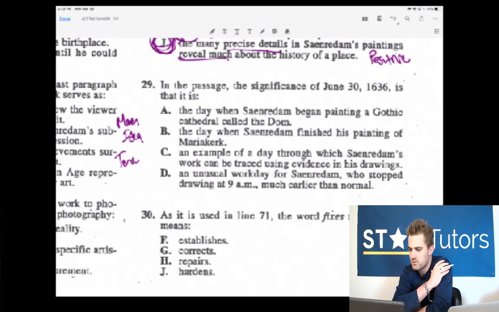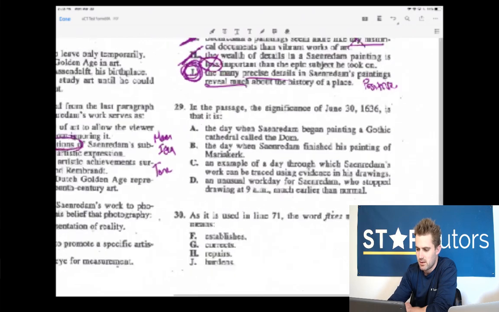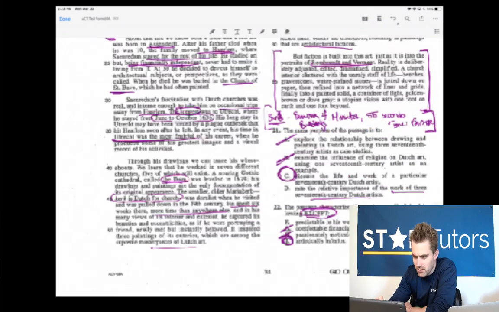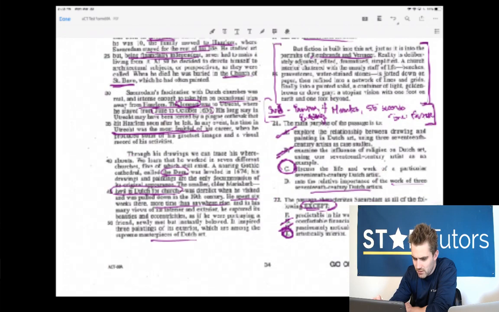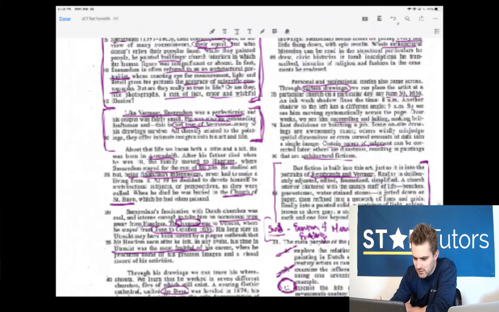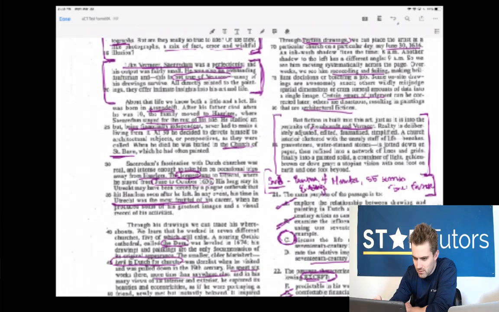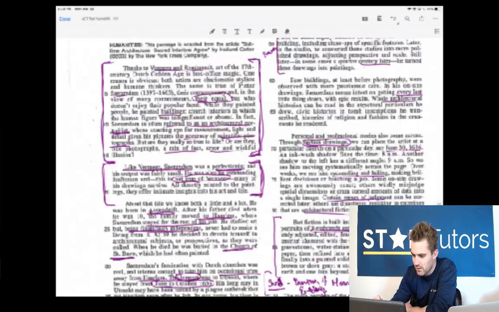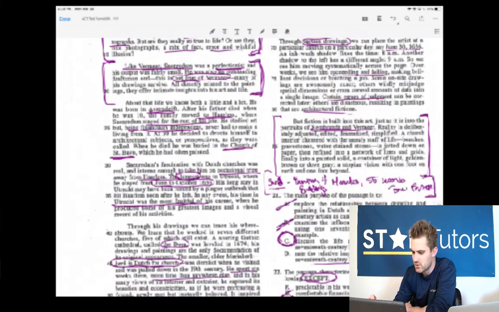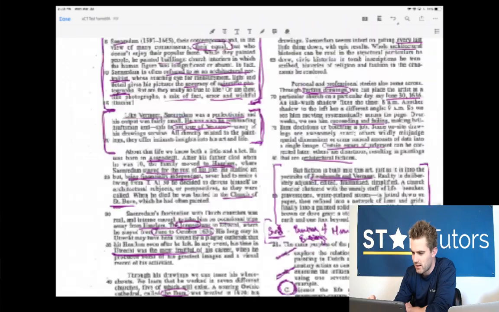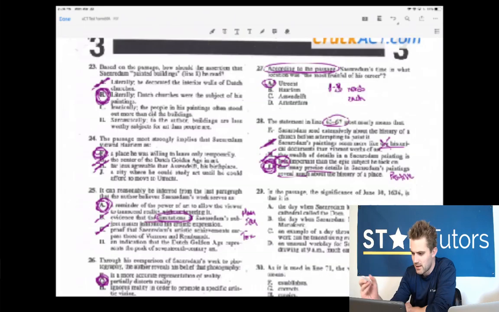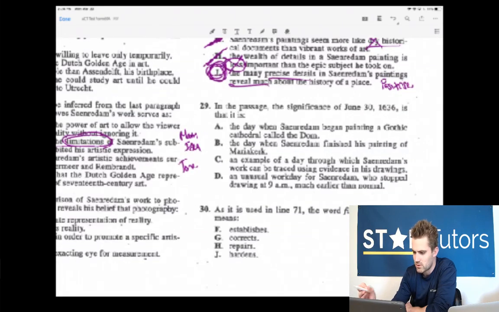In the passage, the significance of June 30th, 1636 is that it is, I've circled that. I remember circling that. Did I circle that? It wasn't that, that's when it came down. Where did I circle that? When was that? Dang it, guys, where did I put that? Oh, no, it was right over here. I did underline it. We can place him at a particular church on a particular day, say June 30th. That was the day, you can place him at certain points. The day when he began painting a Gothic, the day which work can be traced using evidence in his drawings.